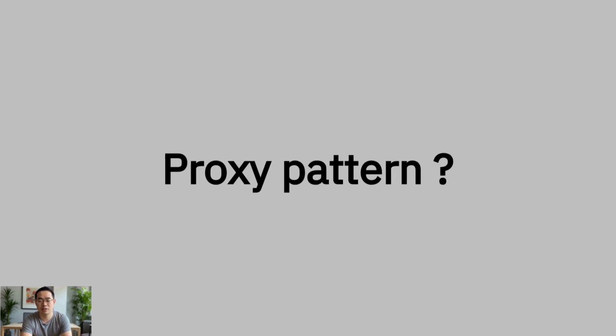Have you ever needed to add a layer of control to an object without changing its code? Maybe you need to check permissions, log requests, or cache results to save time. How do you do that cleanly? The answer is a powerful design tool, the proxy pattern.